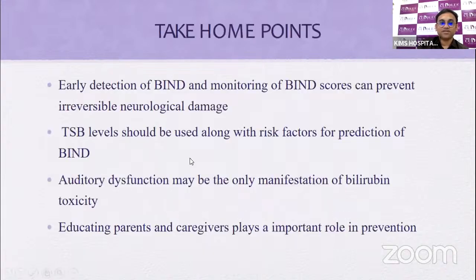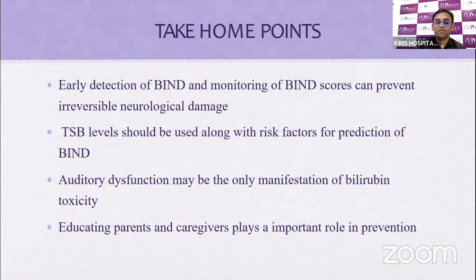My take-home points are: early detection of BIND and monitoring of the BIND scores can prevent irreversible neurological damage. Whenever babies have a high bilirubin level, we should monitor the BIND scores and act as soon as the BIND scores are increasing. And babies who have even a BIND score of 1 should be treated more aggressively.